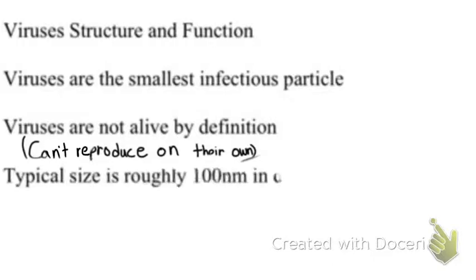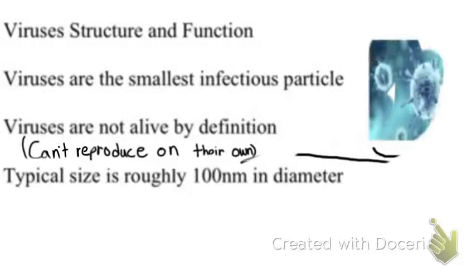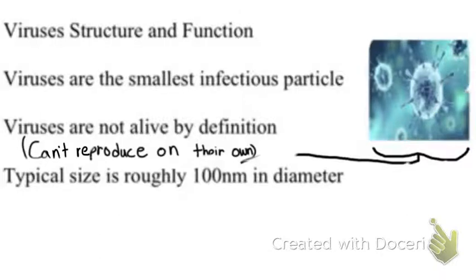The typical size of a virus is roughly 100 nanometers in diameter. And here's a look at a 3D rendering of a virus. They don't actually look like this in real life. We can't take that clear of a picture that small, but that's roughly what a virus would look like.